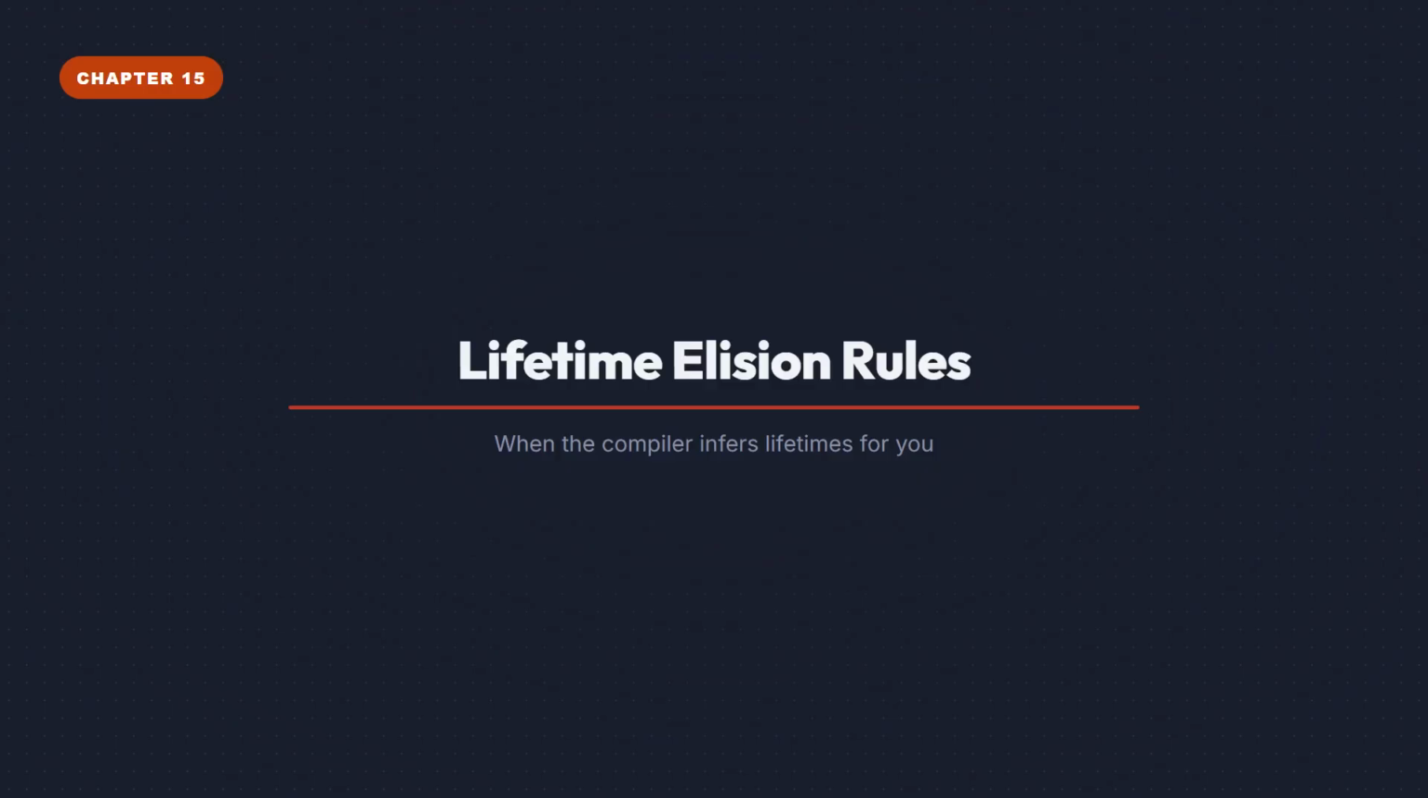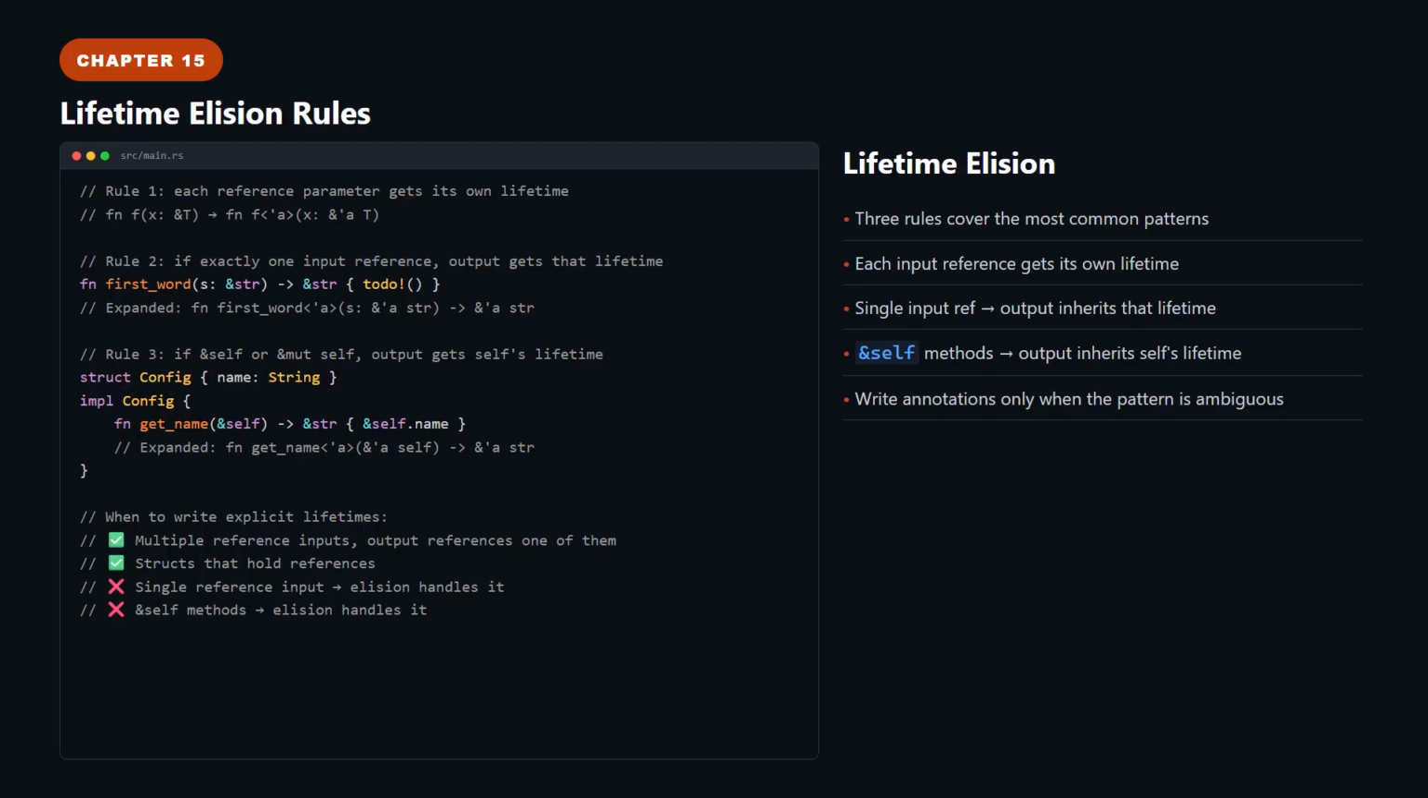Chapter 15. Lifetime elision rules. 3 rules let the compiler infer lifetimes. Rule 1. Each input reference gets its own lifetime. Rule 2. If there's exactly one input reference lifetime, the output borrows from it. Rule 3. If there's a &self parameter, the output borrows from self. Explicit annotations are only needed when the pattern is ambiguous.